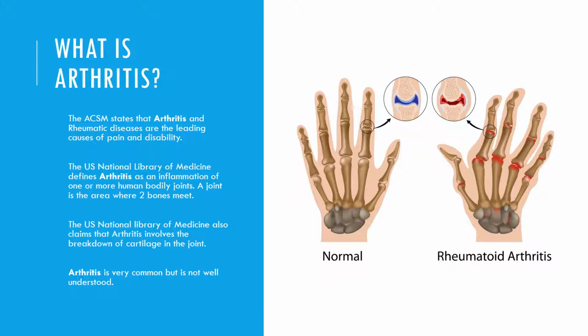As you can see in the picture to the right, in the left hand, you can't really see the cartilage, but it's there, and the blue coloring means that it's easy flowing and good to go. The red in the right hand shows the inflammation and stiffness and sometimes deformation of the joint.